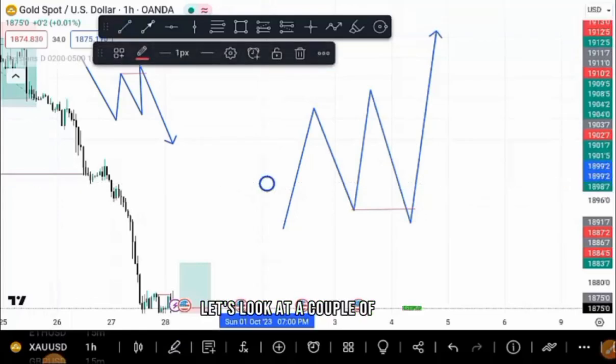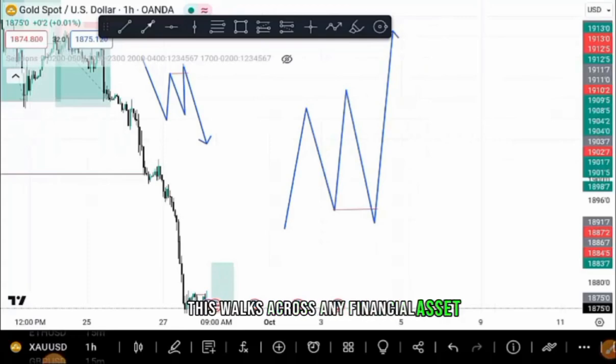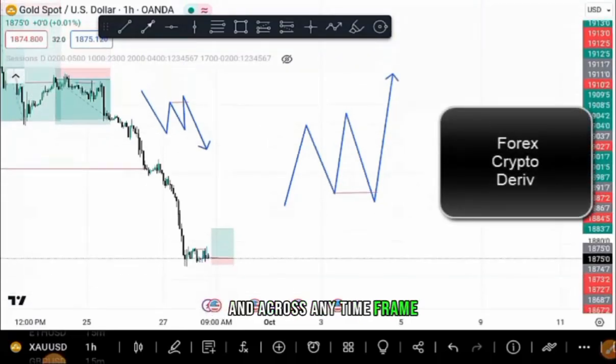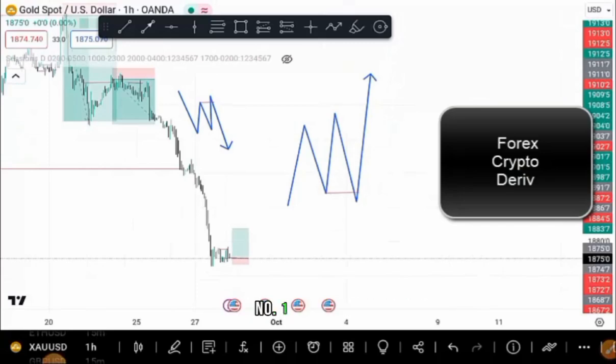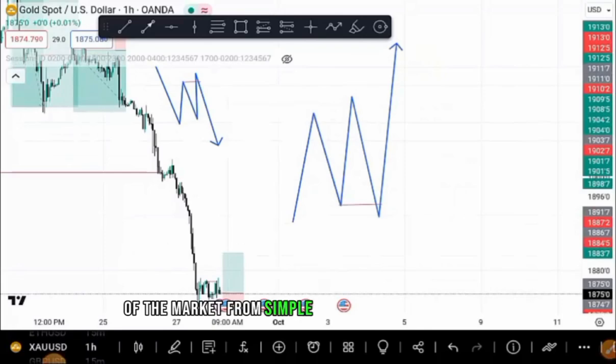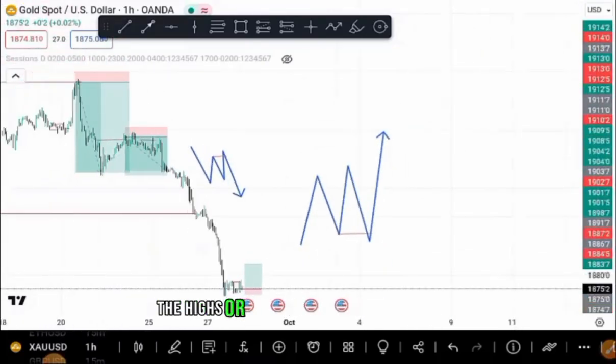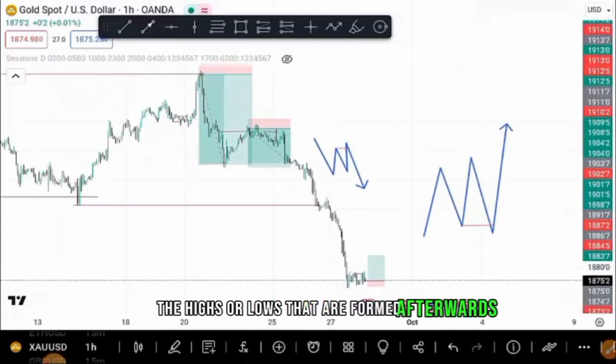So let's look at a couple of examples in the chart. And by the way, this works across any financial asset and across any time frame. You just have to know two things. Number one, know the bias, that is the direction of the market from simple market structure. And two, know the liquidity, the highs or lows that are formed afterwards.